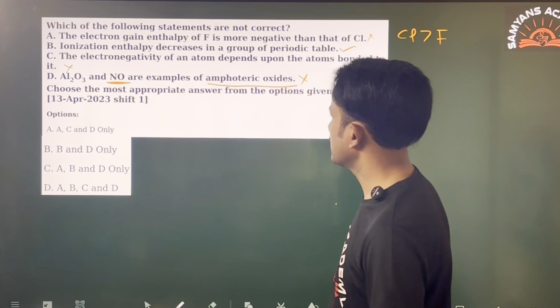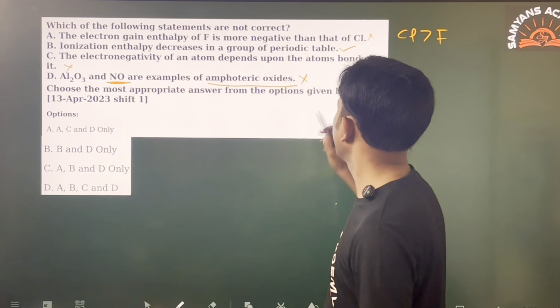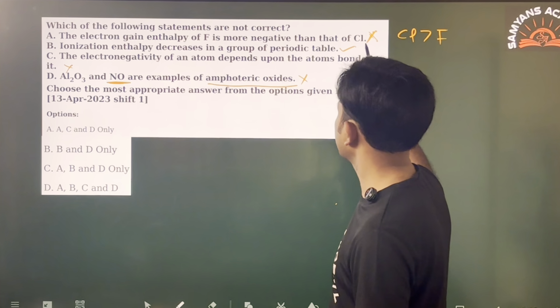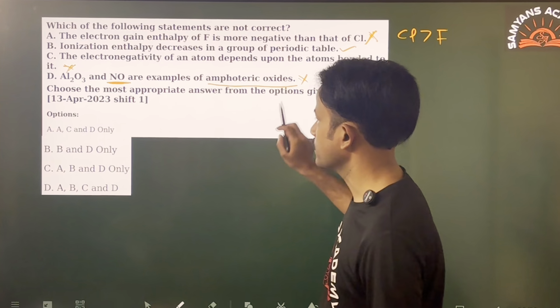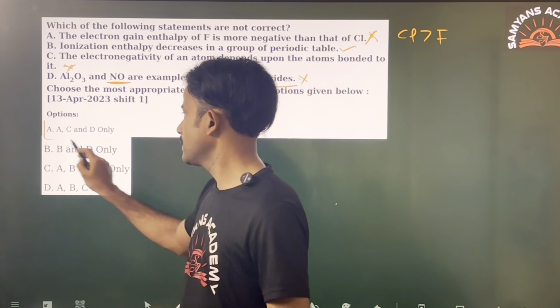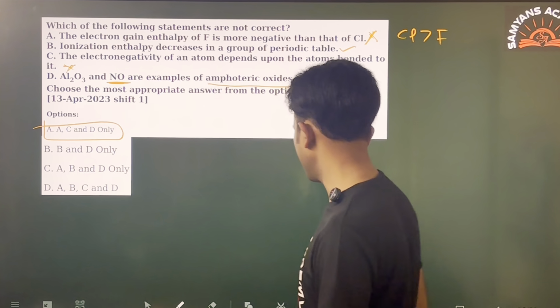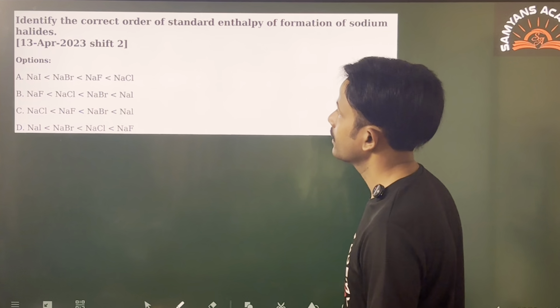So which statements are not correct here? A is not correct, C is also not correct, and D is also not correct. So A, C, D. So your option A is matching. Okay, move on to the next question.